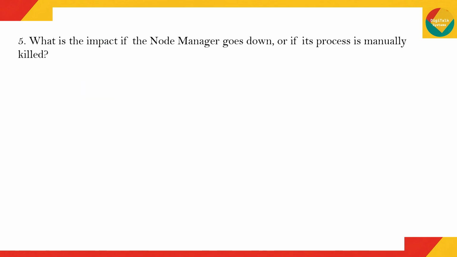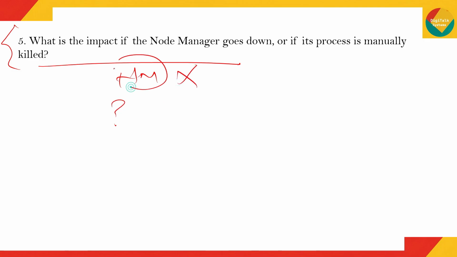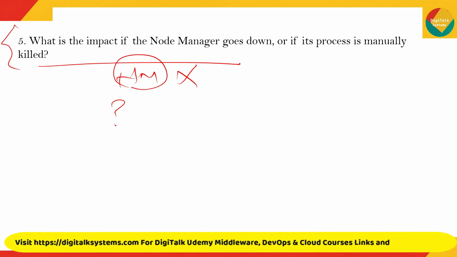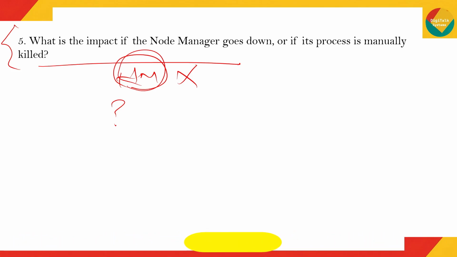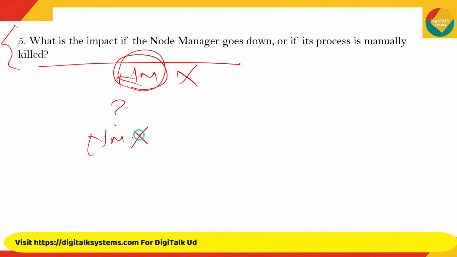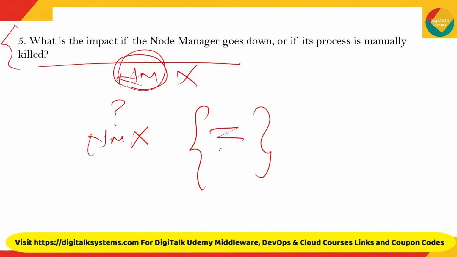What is the impact if the node manager goes down or if its process is manually killed? Again, same thing. If the node manager is down, what is the impact on your application? As I said some time back, node manager is an independent Java based utility, which is bundled with the WebLogic server to manage the server lifecycle only. So it doesn't have any relation with the applications. If you have deployed your application and configured multiple resources, and your applications are up and running, and the node manager crashes, there is no impact on the applications.